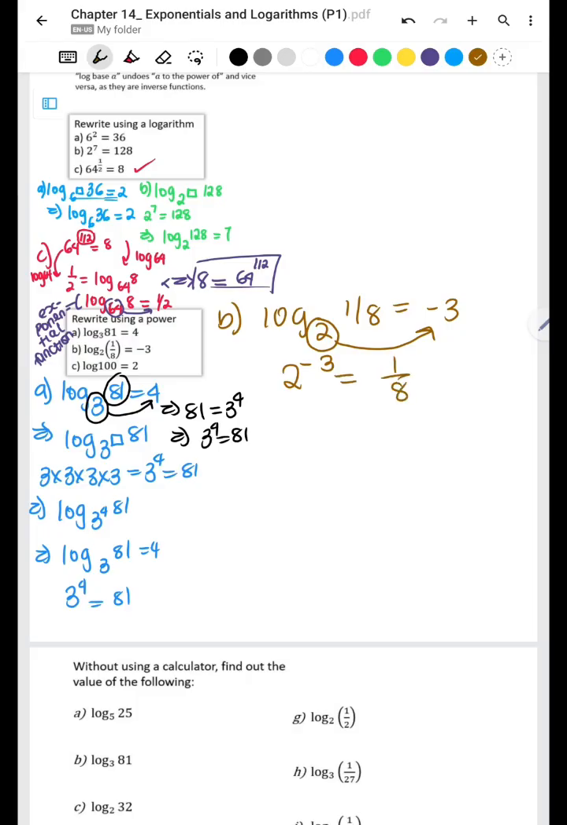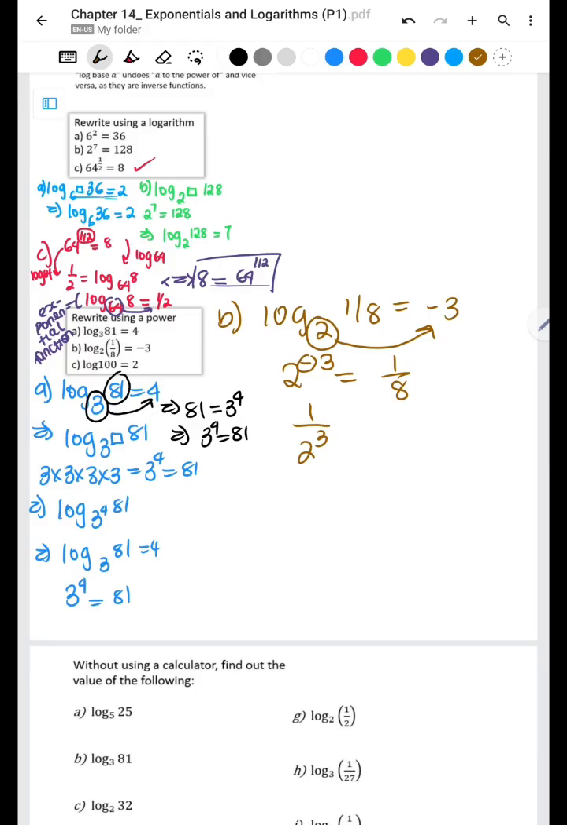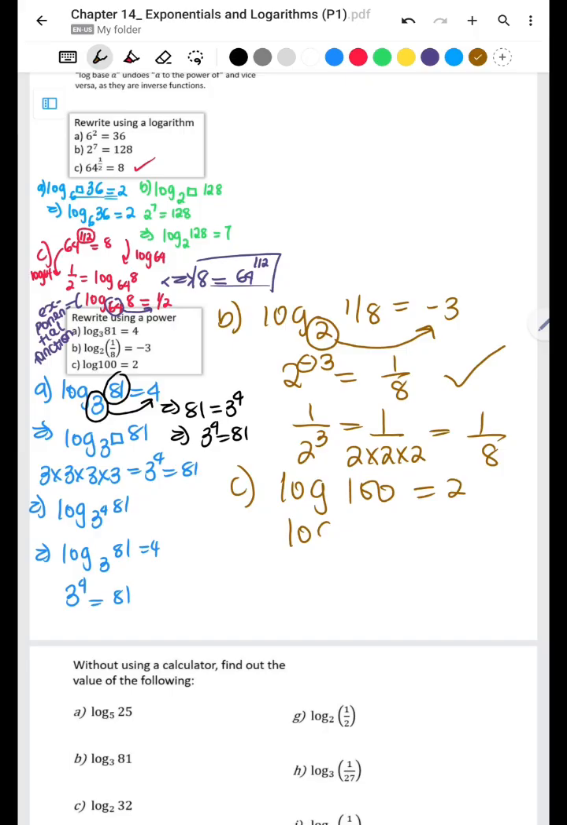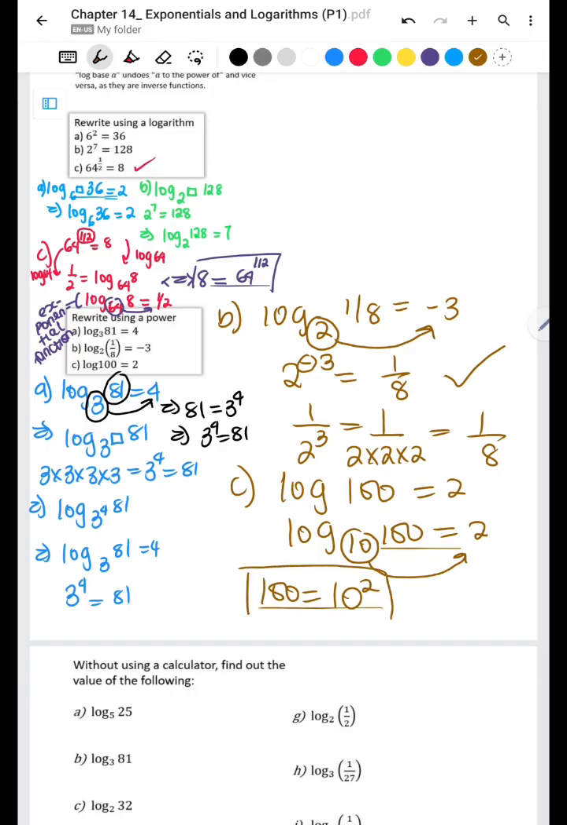I can prove this by saying 1 over 2 cubed, because 2 to the negative 3, this negative makes it have that fraction bit, is equal to 1 over 2 times 2 times 2, which is equal to 1 over 8. Therefore, this is correct. C, log 100 is equal to 2. When we are given a logarithm without a base, that means the logarithm is to the base 10. So I have log base 10 of 100 is equal to 2, making 10 take the 2 as its power. So I have 100 is equal to 10 to the power of 2, which is 100. So this is my equation there.